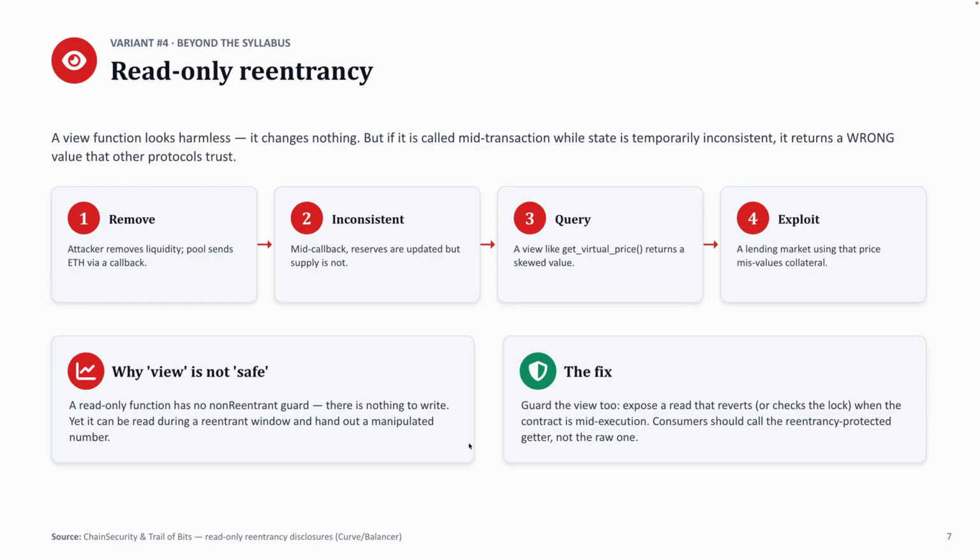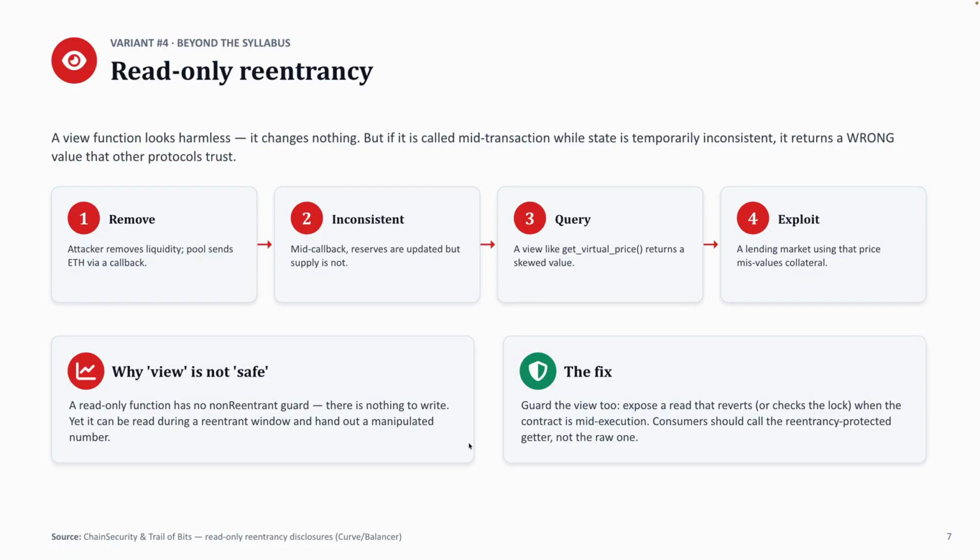What the attacker does is, the attacker removes liquidity. The pool sends the ETH via callback. Now, in between this callback, the reserves are updated but the supply is not. During this point, imagine a view like get virtual price returns a skewed value. And then they exploit a lending market using that price, which misvalues collateral.